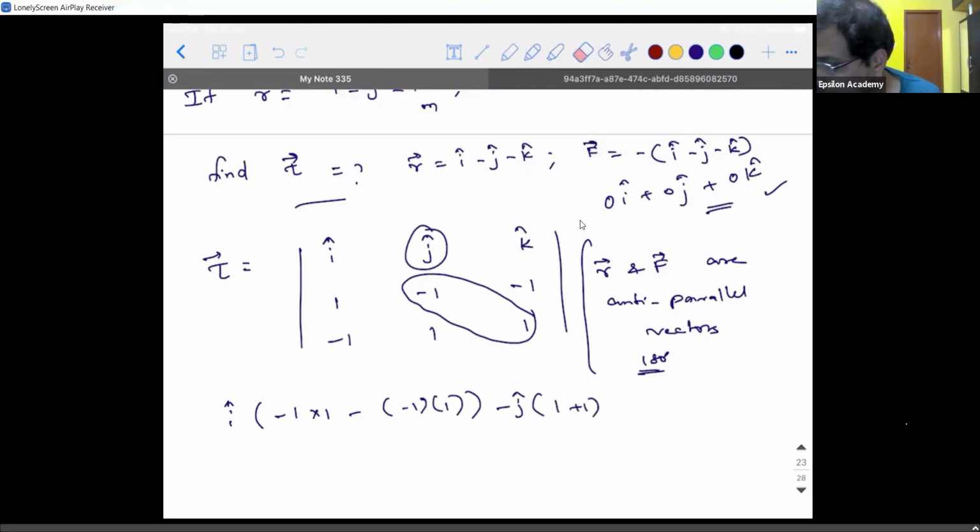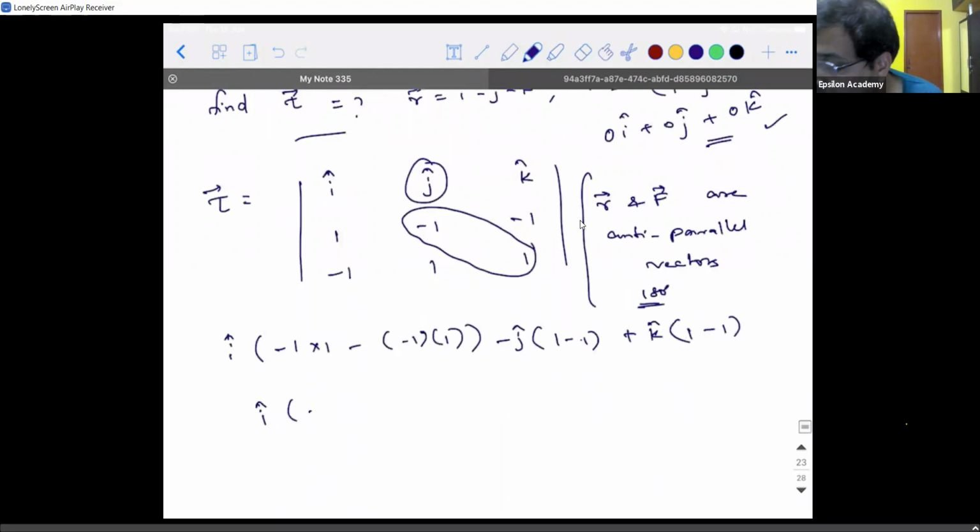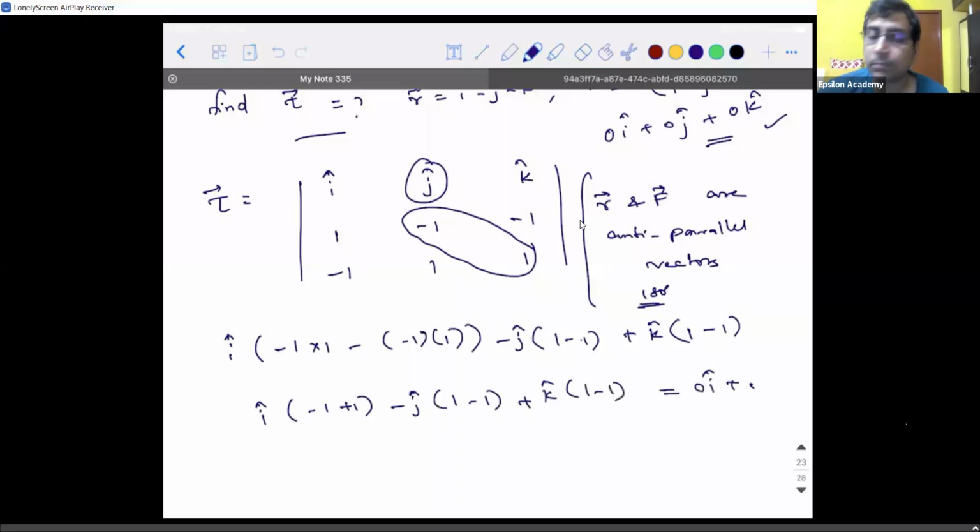1 minus 1 plus k cap into 1 minus 1. So if you observe, the answer is i cap into minus 1 plus 1, minus j cap into 1 minus 1, plus k cap into 1 minus 1. So it is 0 i cap plus 0 j cap plus 0. That's right. So you guys were right. Okay.